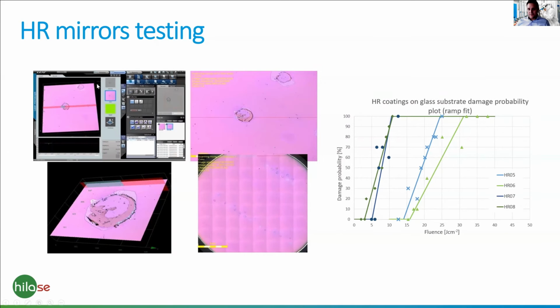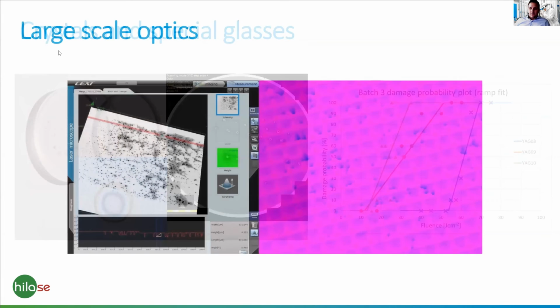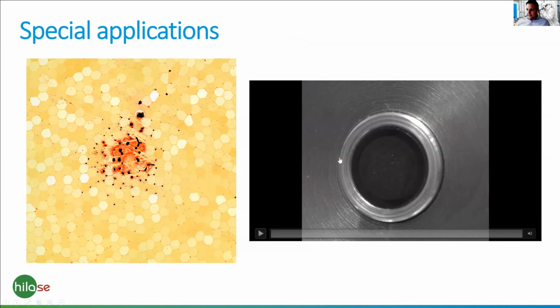And regarding experience, we are testing anti-reflection coatings and dielectric coatings. That's the kind of regular testing we have been doing for long, and we have some experience. We also did quite a number of crystals and special glasses, or in general special materials. This particular example is a YAP crystal tested by the S-on-1 method. Because we are capable of handling large scale optics, we have experience with large scale optics and special applications.